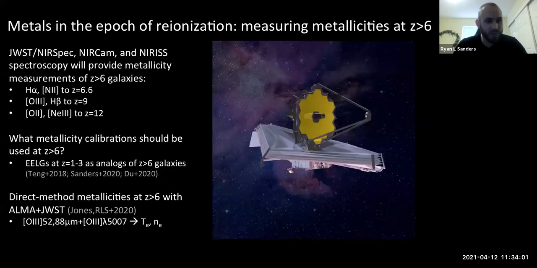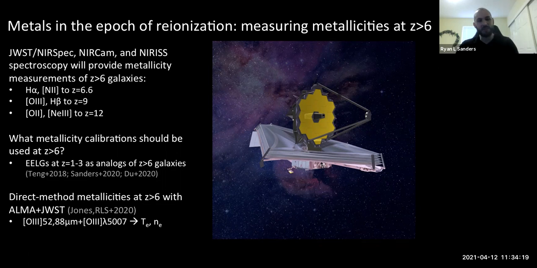And so James Webb is going to do a lot of exciting things. It's going to measure rest optical lines that we can use the line ratios to determine metallicities. But we still have this question about what metallicity calibrations will be appropriate at redshift 6. And it's not clear that the ones at redshift 0 or redshift 2 will be appropriate at redshift 6.